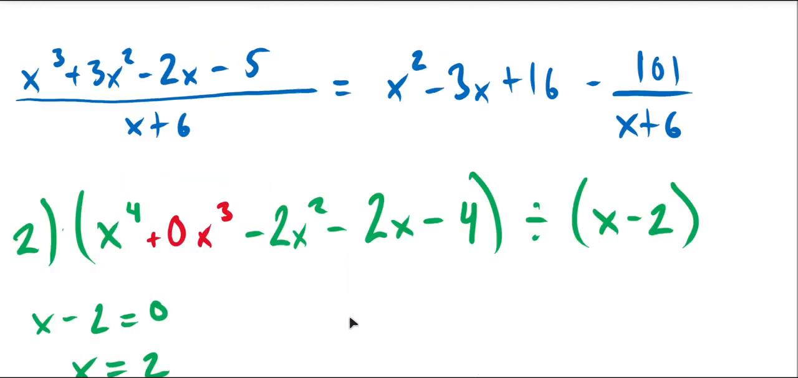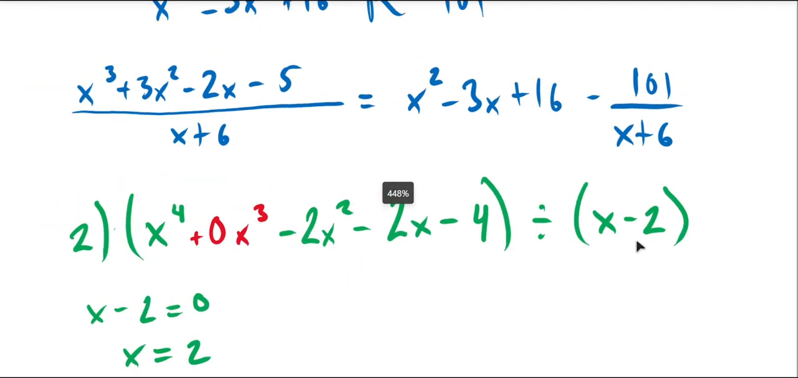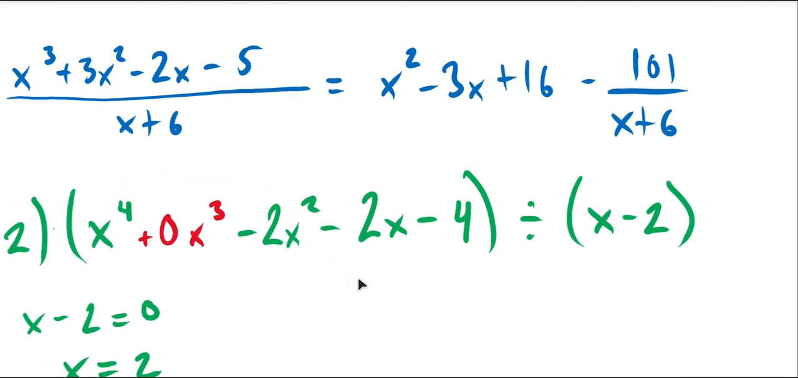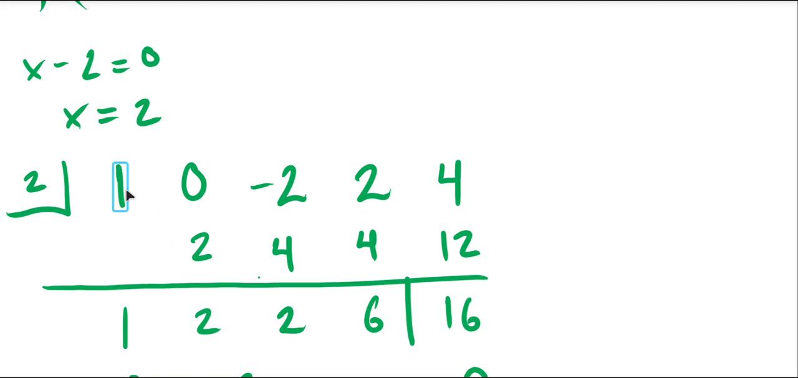of that polynomial. For the next one, we need to notice that we are dividing by x minus 2, and that this gives us a root of positive 2. And also we need to notice that this polynomial, x to the 4th minus 2x squared minus 2x minus 4, is missing an x cubed term. That has to be recorded with a 0, just like in long division, or we're going to get the wrong answer. Now we encode the root and the coefficients of our dividend and perform the algorithm.